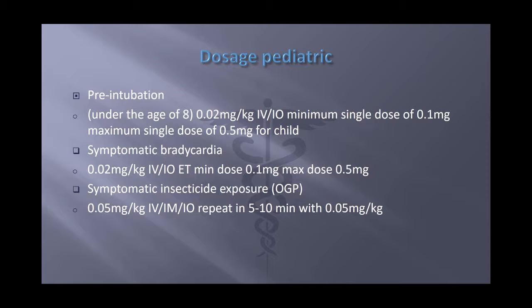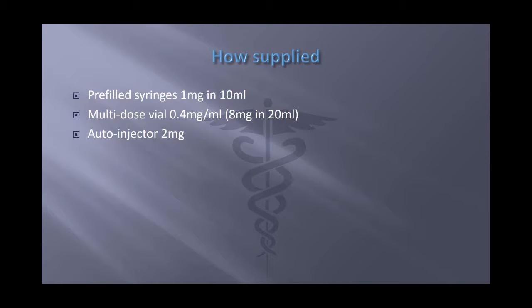It can be used for symptomatic insecticide exposures. 0.05 milligram per kilogram IV, IM, or IO. Repeat in 5 to 10 minutes with another 0.05 milligrams. How supplied: a pre-filled syringe of 1 milligram in 10 milliliters, a multi-dose vial of 0.4 milligrams per milliliter, or 8 milligrams in 20 milliliters, or a 2 milligram auto-injector.